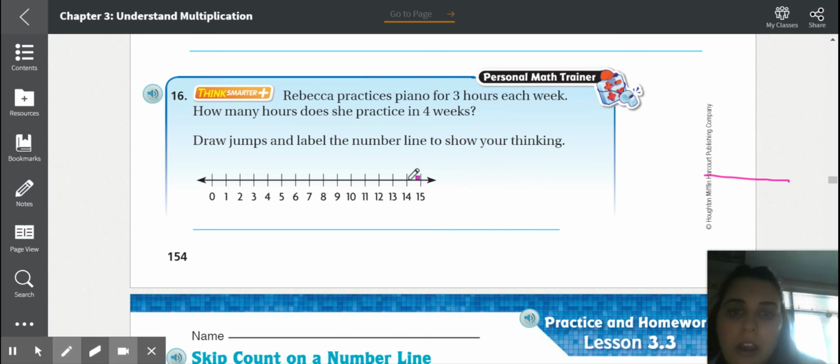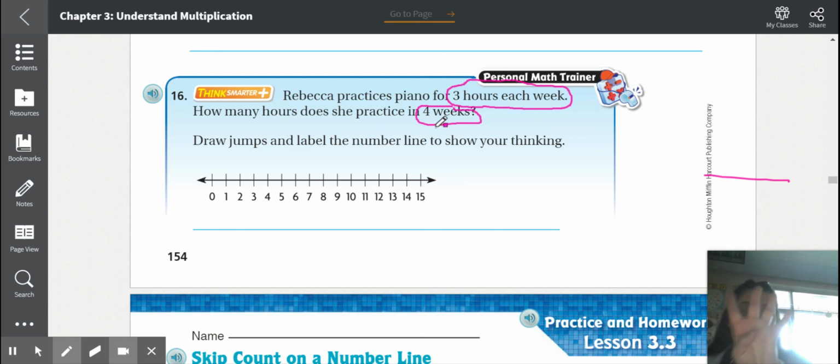Okay. So Rebecca practices piano for 3 hours each week. How many hours does she practice in 4 weeks? Draw jumps on the number line to show your thinking. So she practices for 4 weeks. That's 3 hours this week, 3 hours this week, 3 hours this week, 3 hours this week. So it's 4 groups of 3. So we're going to draw 4 jumps on the number line, 3 in each. So the first one goes from 0 to 3, 3 to 6, 6 to 9, 9 to 12. Okay, and then there's our answer.